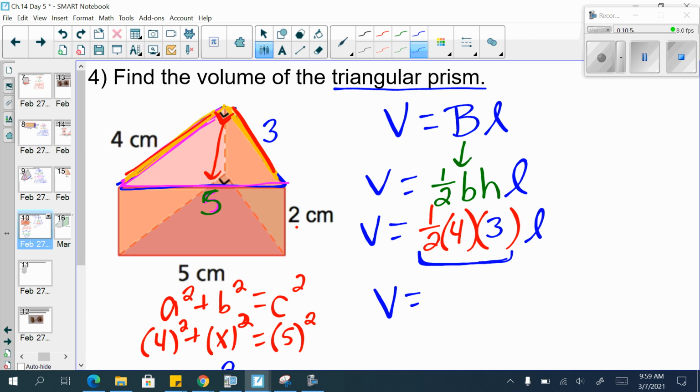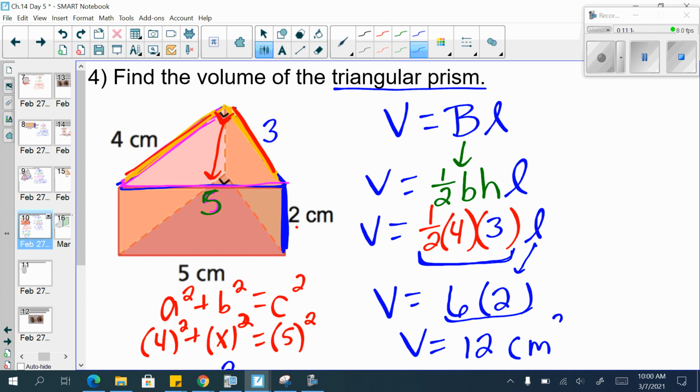So 1/2 times 4 is 2, and 2 times 3 is 6. And now we have to multiply the area of the base times the height, which is that 2. So what will the final answer be? 6 times 2, area of the base times the height, is going to give us 12. Cubic centimeters is going to be our unit.